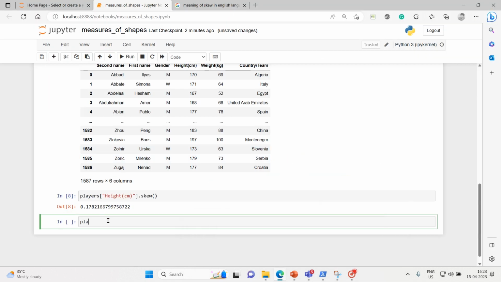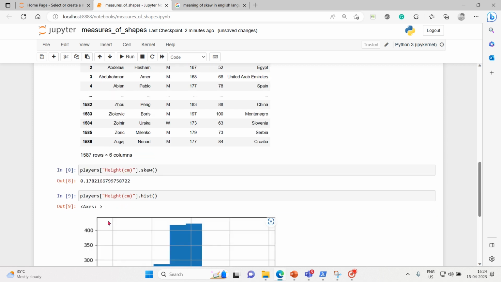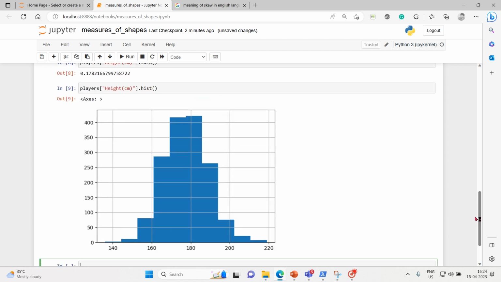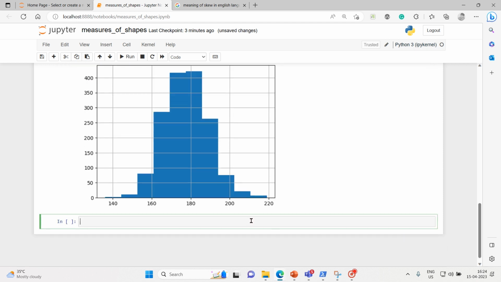How does it look? Players and height in centimeter. And let me draw the histogram. And fantastic, as it is symmetric. It's closer to symmetric. That's how your skewness will convey a lot of information about the shape of the distribution. Let me take one more example.